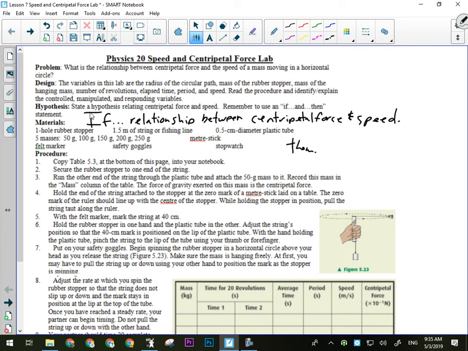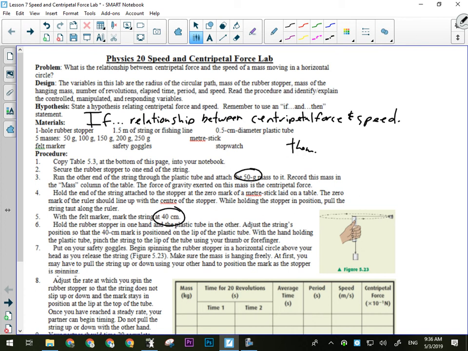All right, so like we said, we're going to start out with a 50-gram mass on the bottom end of our apparatus, and we'll have the rubber stopper on the other end, and we'll have 40 centimeters as our radius, and it'll be 40 centimeters throughout the entire lab. So put that mark on the string and make sure you keep it at 40 centimeters all the time.